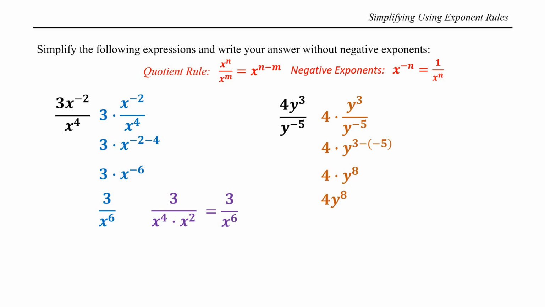Now similarly, with our other expression, we can move y to the power of negative 5 to the numerator, which would turn negative 5 positive, which means we would have 4 times y cubed times y to the 5th, which would equal 4 times y to the 8th. Let's move on to another example.